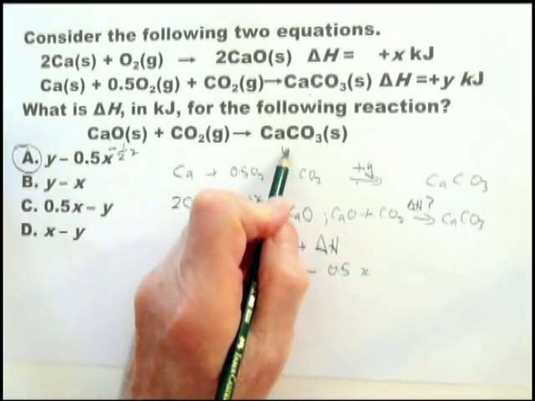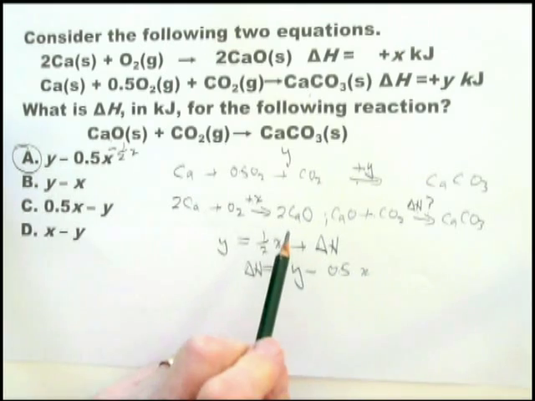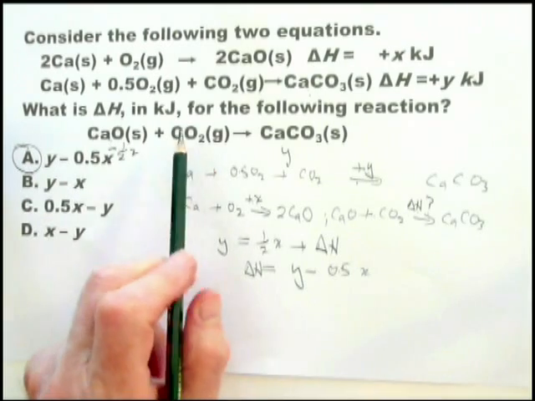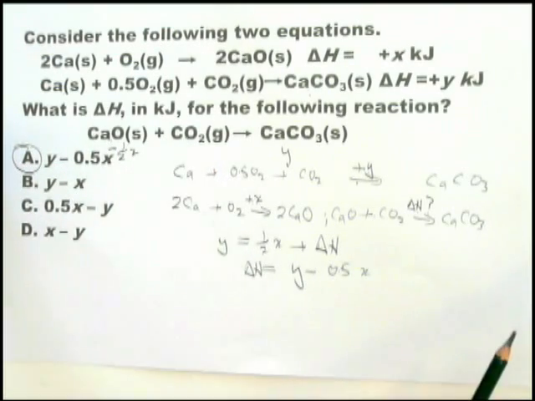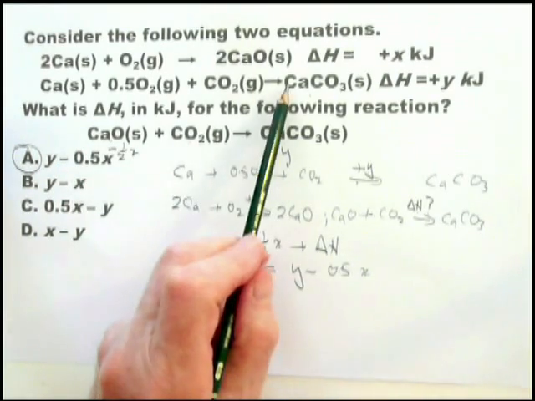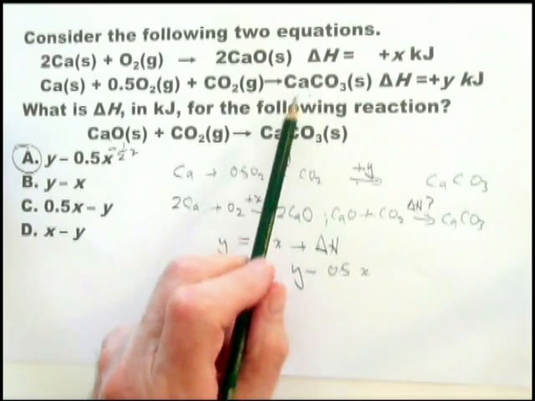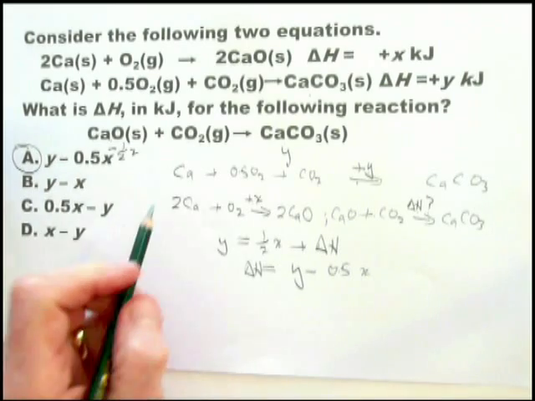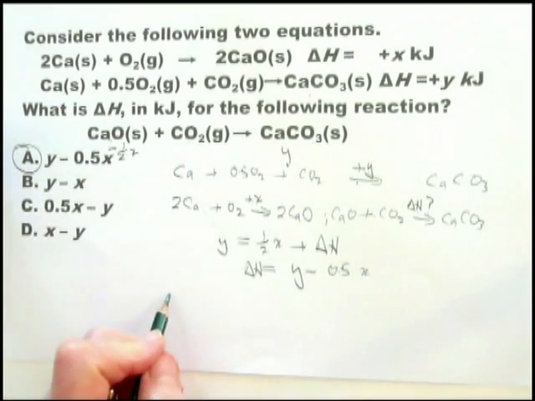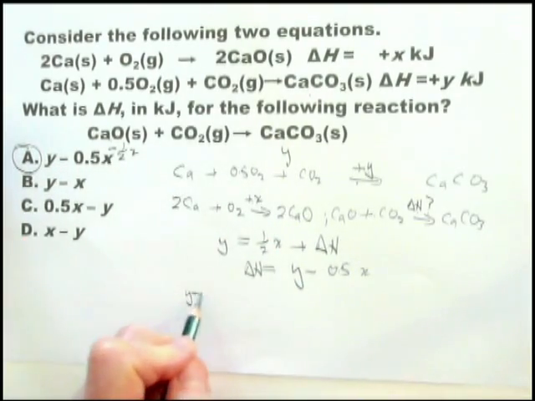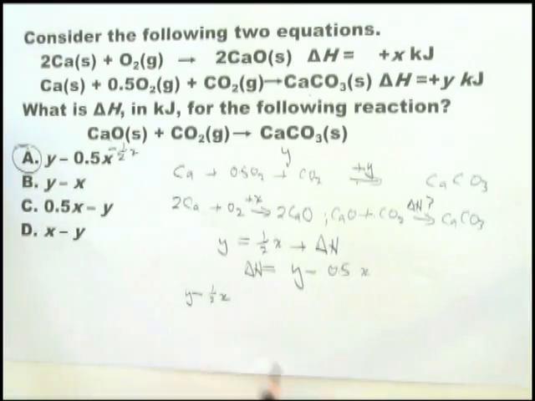And that's y, and you ignore the CO2. You don't need to have anything for the CO2 because that's already included in the CaCO3. That's included in the y, and you know that the final result is the sum of the reactants minus the product, so it's y minus a half x.